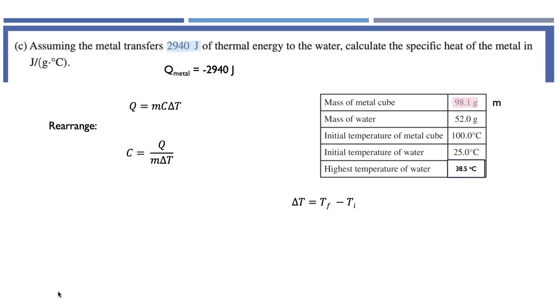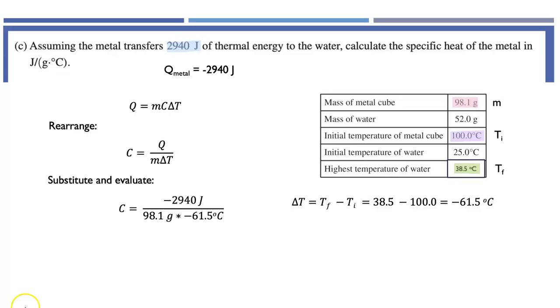I also have to find delta T. Now, delta T is defined as T final minus T initial, right? We always do final minus initial. And we knew the initial temperature of the water was 100.0 degrees Celsius. And we measured the highest temperature of the water as 38.5 degrees Celsius. So we can calculate the value for delta T for the metal as 38.5 minus 100.0 degrees Celsius, or minus 61.5 degrees Celsius. We do want to be consistent with our signs here, since we're working with the metal and the metal's losing energy.